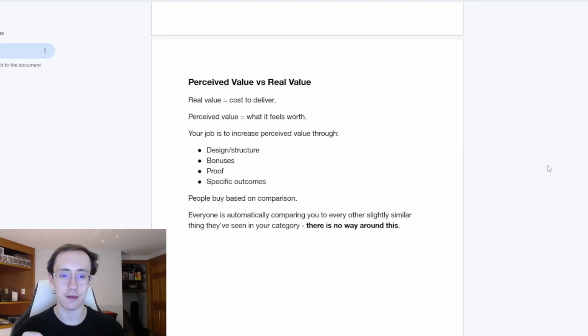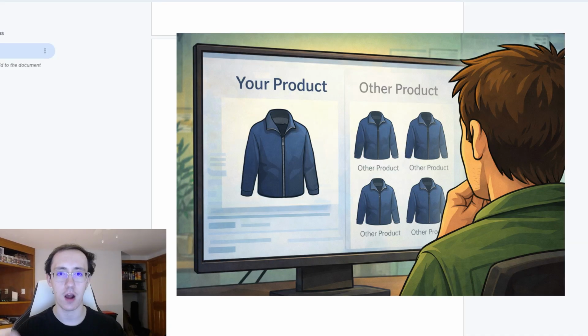Now, your job is to increase the perceived value through the design and structure of your pages, the bonuses you're offering, the proof that your offer works, and the specific outcomes associated with your product or service. Now, of course, everyone is buying on comparison. All of your customers are automatically comparing you to every other even slightly similar thing they've seen in your category, and there's no way to get around that.